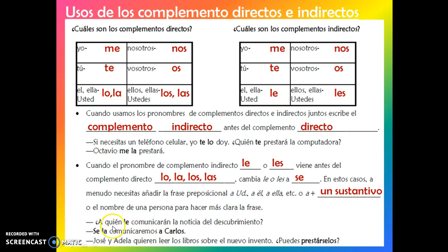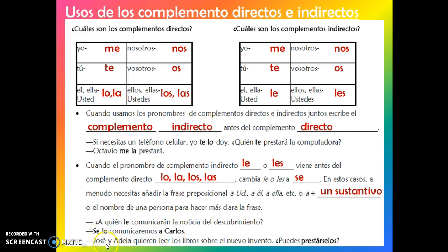We will communicate it, the law, meaning the noticia, a Carlos, which would be ley, because who are we going to communicate it to? We said to Carlos. But since ley cannot go before law, you can't say ley law in Spanish, we have to convert the ley to se. Se la comunicaremos a Carlos.